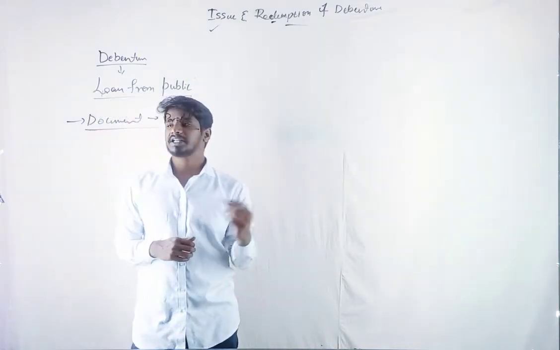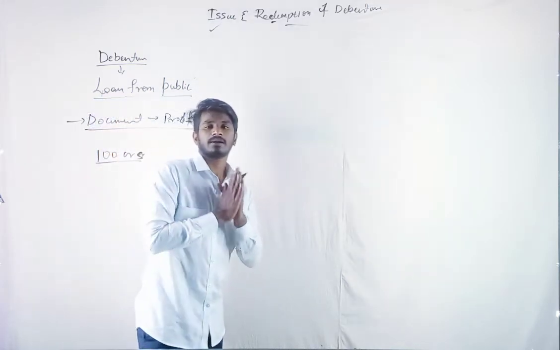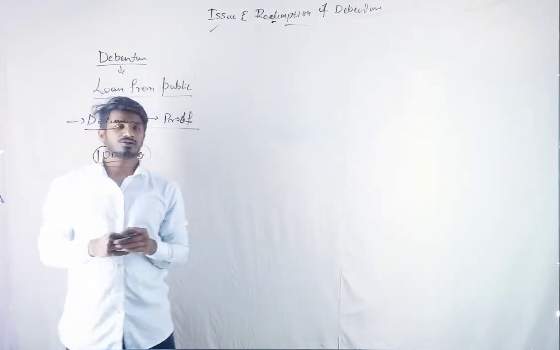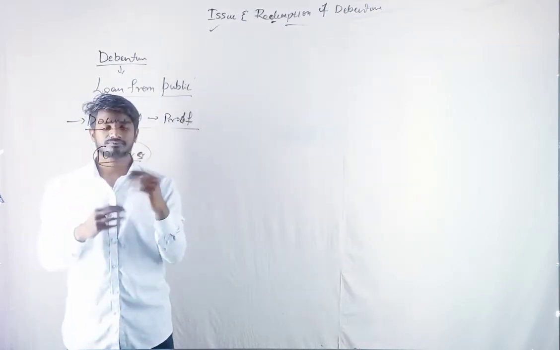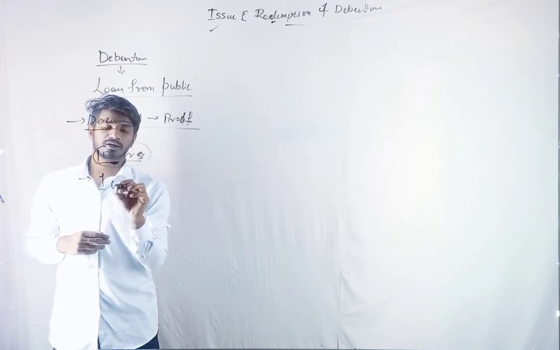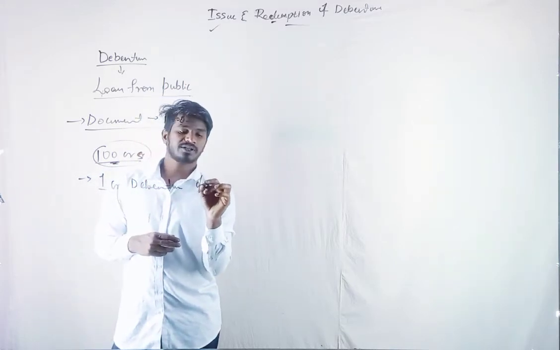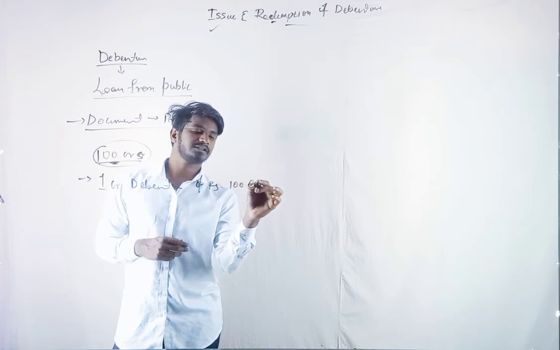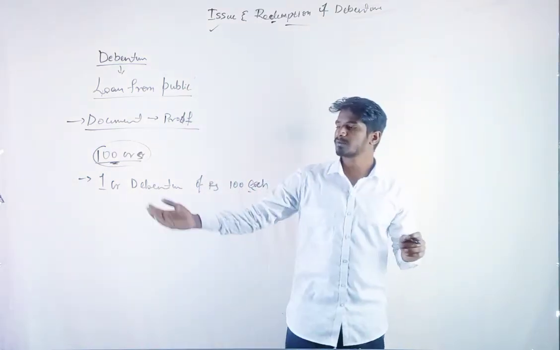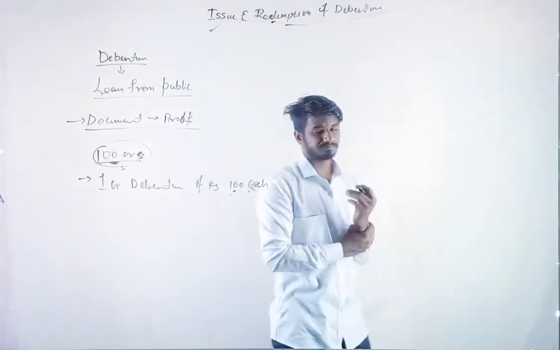Let us say the company needs 100 crores of loan, and it is like your issue of shares. We will divide the loan amount into equal parts or equal value. Let us say we need 100 crore loans. We will divide it into 1 crore debentures of rupees 100 each. So 1 debenture is equal to 100 rupees, and 1 crore debentures is equal to 100 crores. Like this, we will divide the loan.